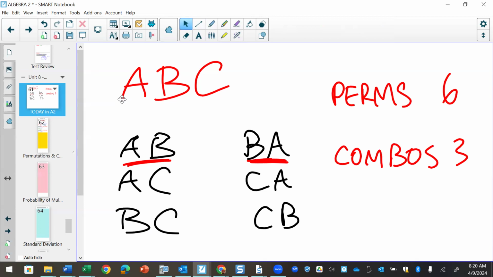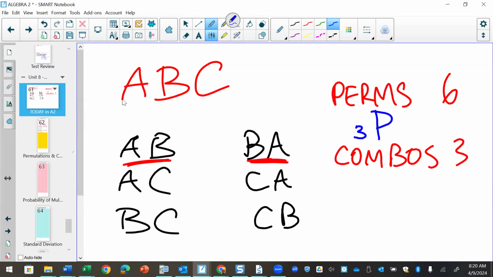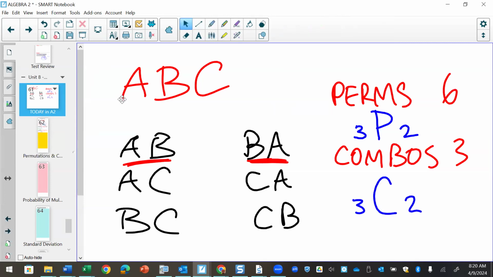So this you can do without a calculator. However, what could you type in? For perms, you said N was 3, and we're picking how many at a time? 2, and this would be 3C2. So to the calculator we go. Let's just make sure it was 6 and 3.